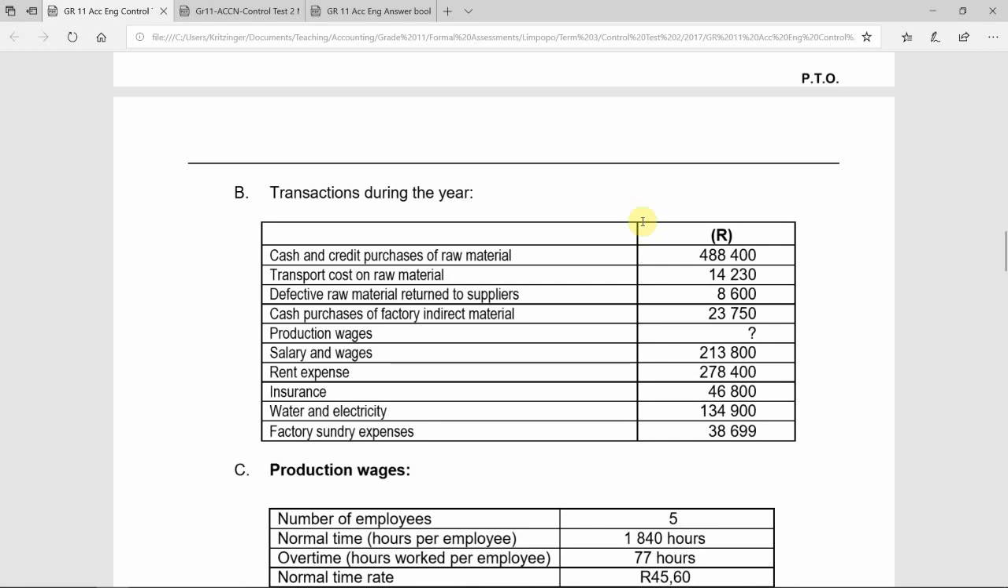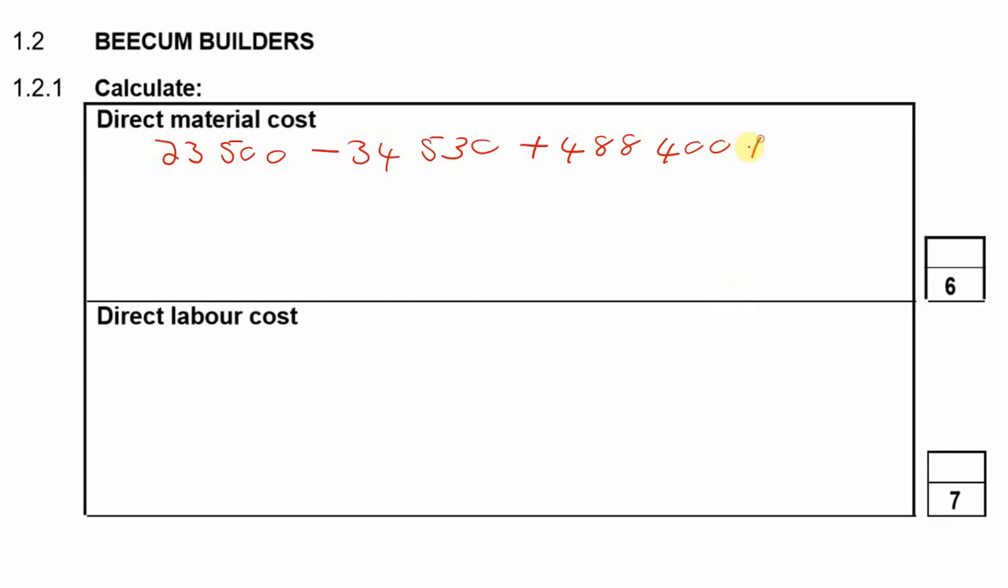The transport costs on raw material. Remember, if we work with the perpetual inventory system, transport cost is included as part of the cost of the product. So it's part of the cost price. So we will have to add also the 14,230 Rand.